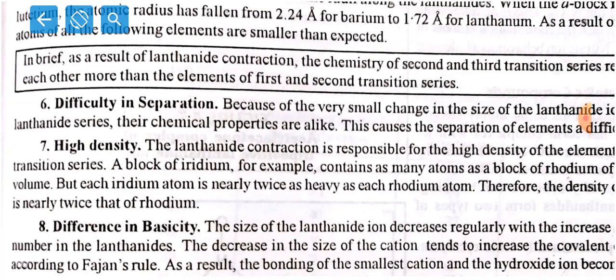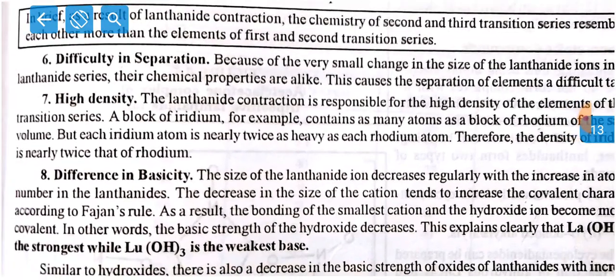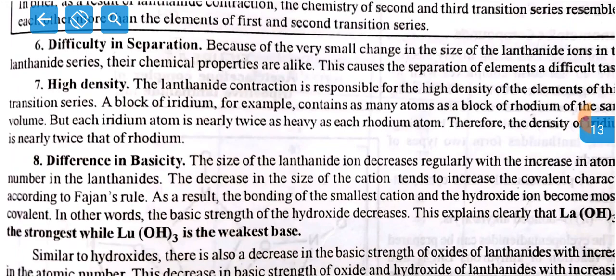Sixth, difficulty in separation. Because of the very small change in the size of the lanthanoid ions in the lanthanoid series, their chemical properties are alike. This makes the separation of the elements a difficult task.